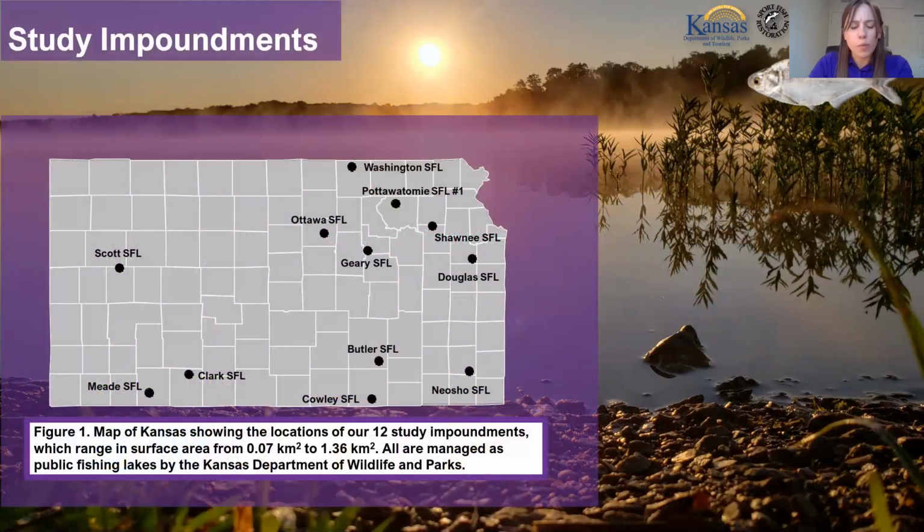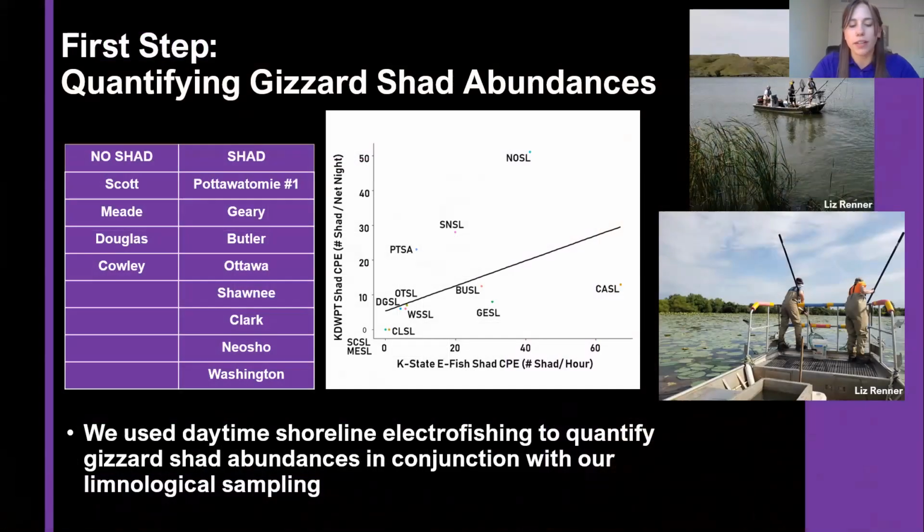For this experiment, we collaborated with the Kansas Department of Wildlife and Parks to sample 12 small impoundments managed for recreational fishing. The impoundments all had similar fish communities, but varied in gizzard shad densities. Our first step in this project was to quantify gizzard shad abundances to determine whether or not a shad abundance gradient actually existed in these impoundments.